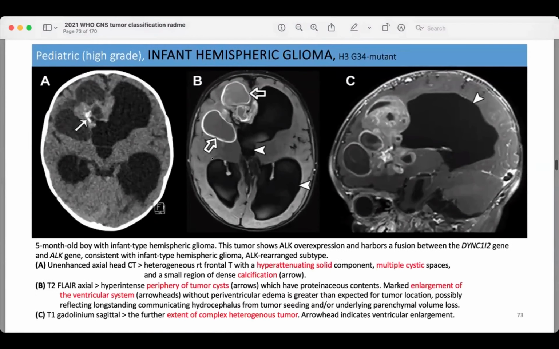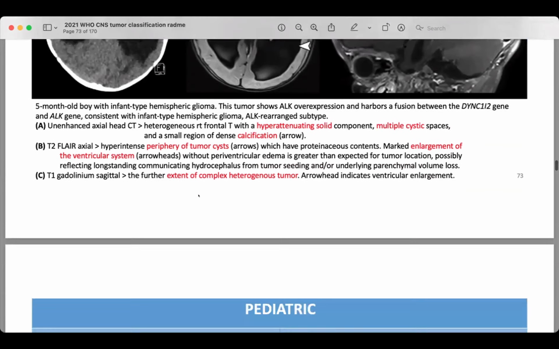So it is presenting in the first year. See this baby is 5 months old, and you can see it has multiple cystic components, calcifications, and causing large hydrocephalus also. And it is a very poor prognosis.